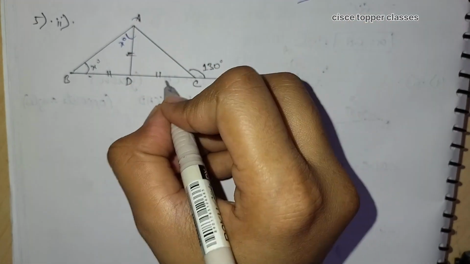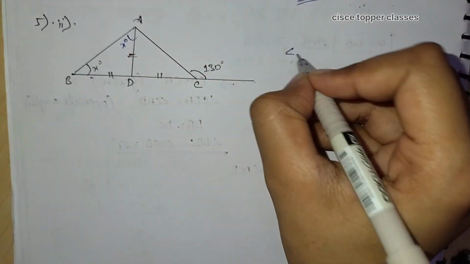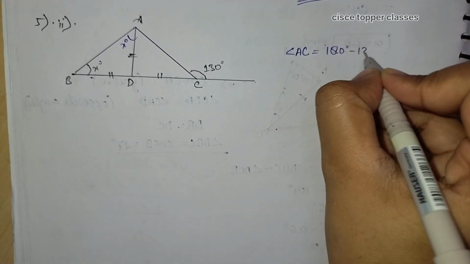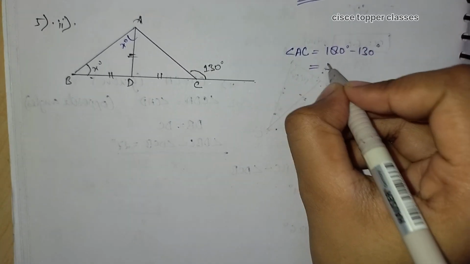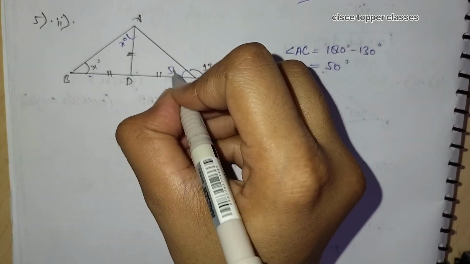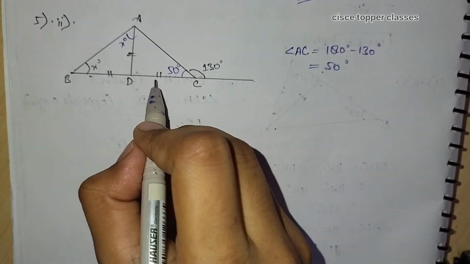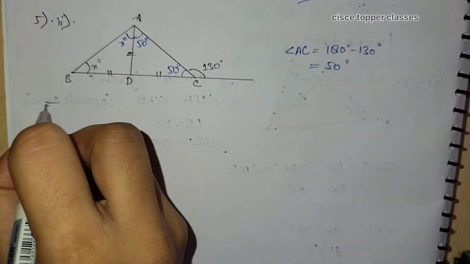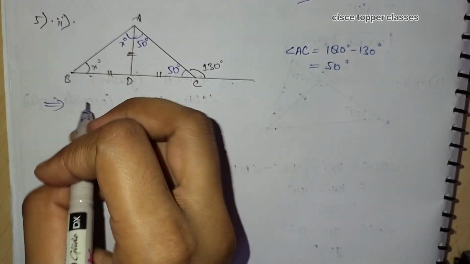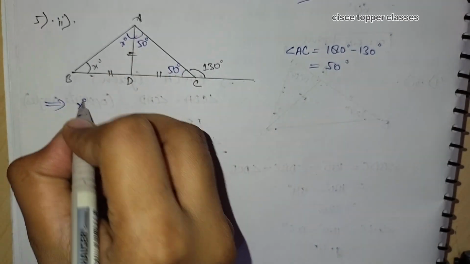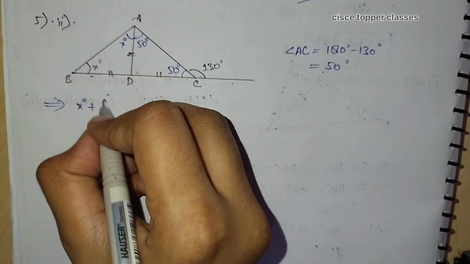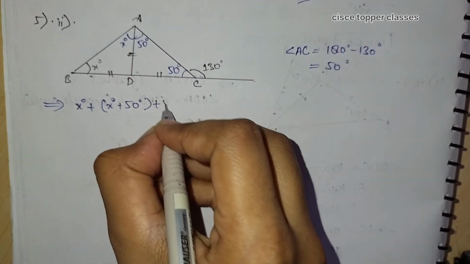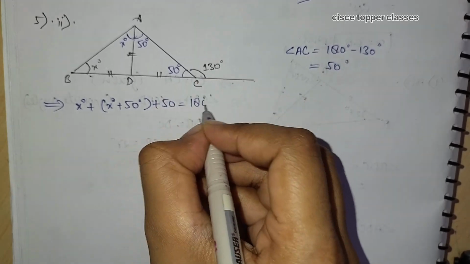Simply here we can find the angle ACD as angle ACD is equal to 180 degree minus 130 degree. So it will be 50 degree. This is 50 degree now, and again these two sides are equal, we will get here 50 degree. Now we have to find the value of x. Simply the sum of all the angles is 180 degree. We can write this angle as x degree. Here we have x degree plus 50, the whole angle.